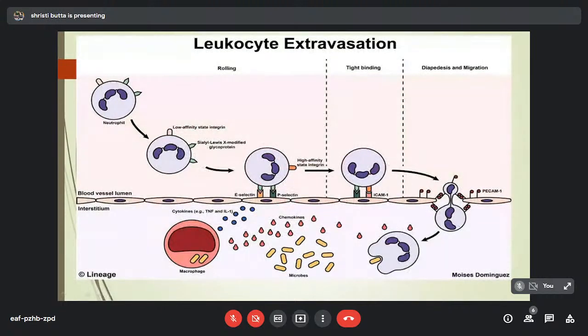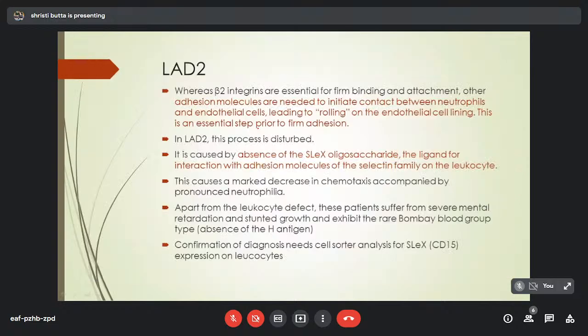A defect in the rolling allows the movement of the neutrophils from the marginating pool into the circulating pool, and that results in neutrophilia. So there's a marked decrease in chemotaxis accompanied by a pronounced neutrophilia. Apart from the leukocyte defect, these patients also suffer from mental retardation, stunted growth, and a rare Bombay blood group. As we all know, that is just the absence of the H antigen. Confirmation can be done by cell sorter analysis or flow cytometry involving CD15, which encodes the Sialyl-Lewis X modified glycoprotein.